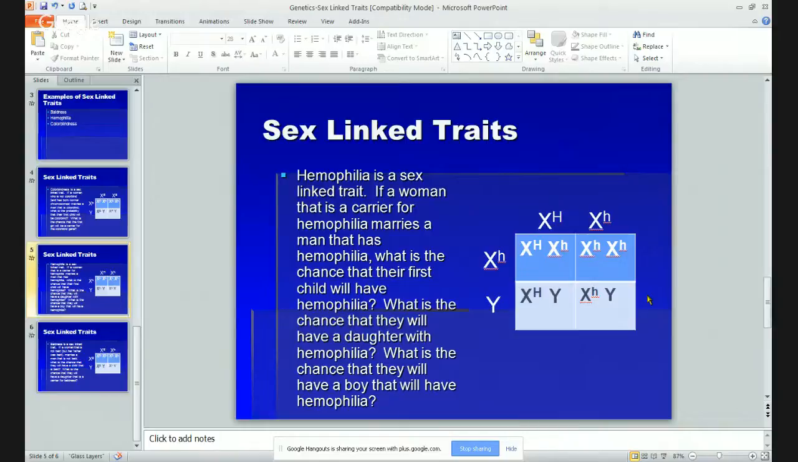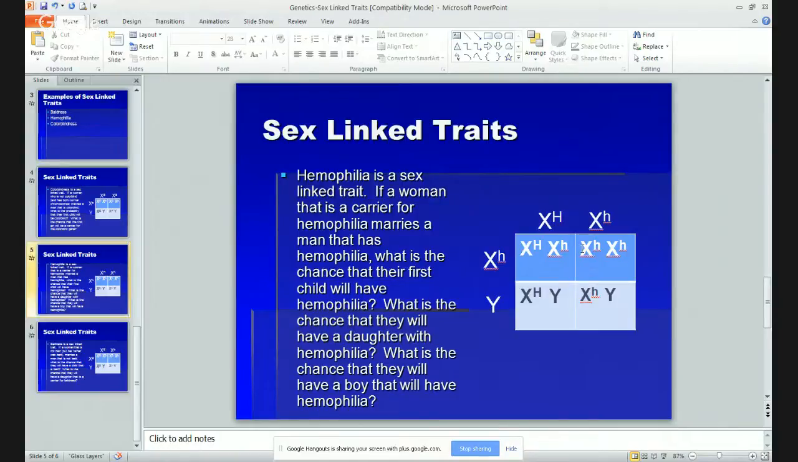What is the chance that they will have a daughter with hemophilia? So looking at the 2 girls here, as we don't care about those down here, this girl won't have hemophilia. This girl will. So it's a 50% chance that they're going to have a daughter.